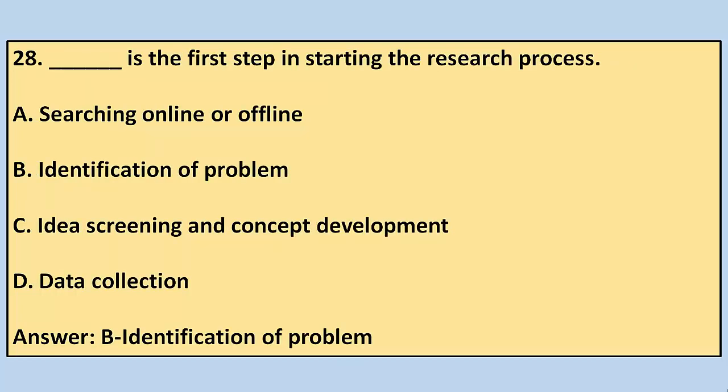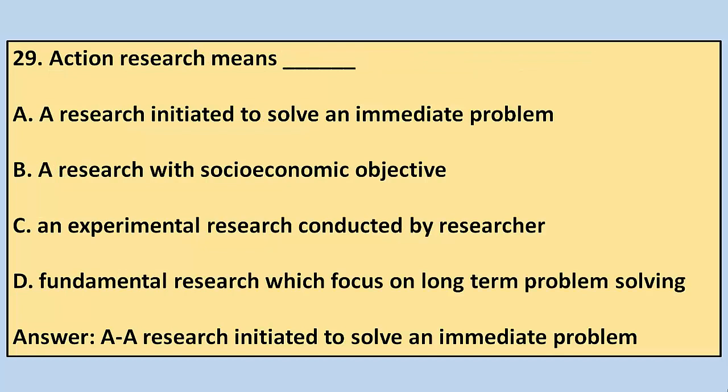Identification of the problem is the first step in starting the research process. A. Searching online or offline, B. Identification of the problem, C. Idea screening and concept development, and D. Data collection. Answer is B. Identification of the problem.